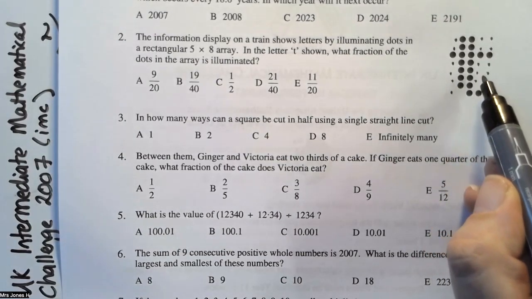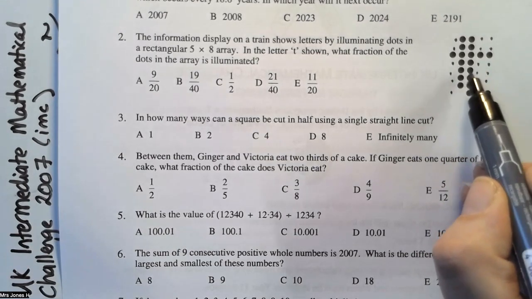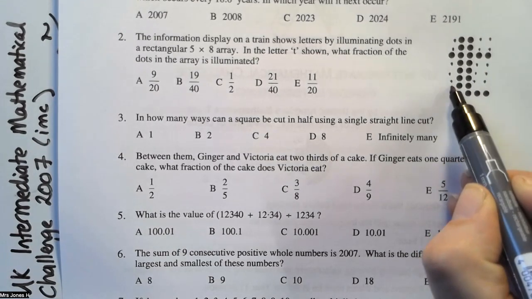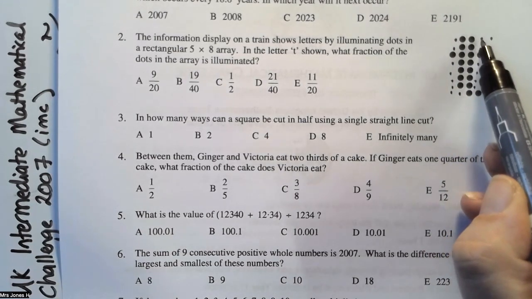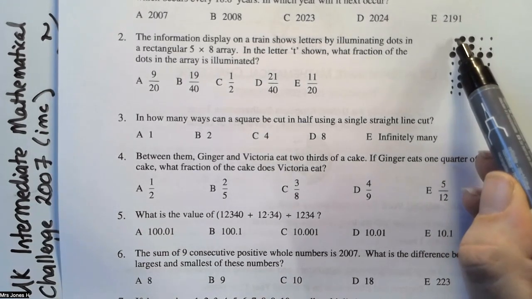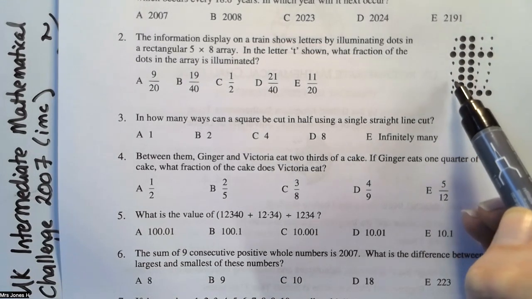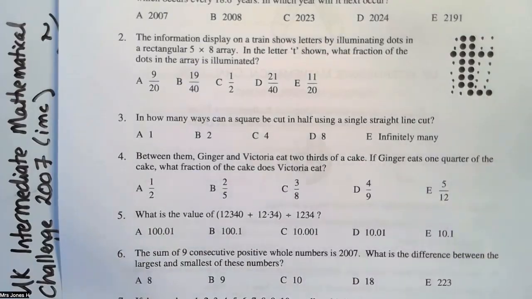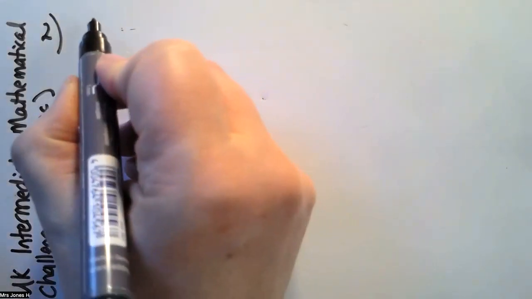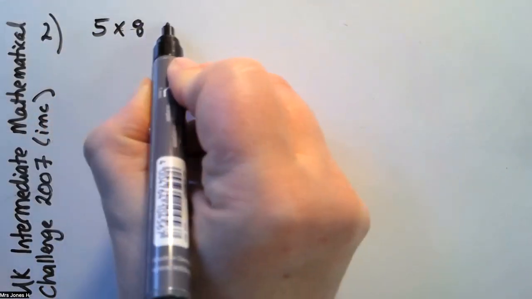what have we got? I've misaligned them, haven't I? So we've got 1, 2, 3, 4, 5 here. We've got 8 down here. 1, 2, 3, 4, 5, 6, 7, 8. So therefore, the total thing, the total is 5 times 8.